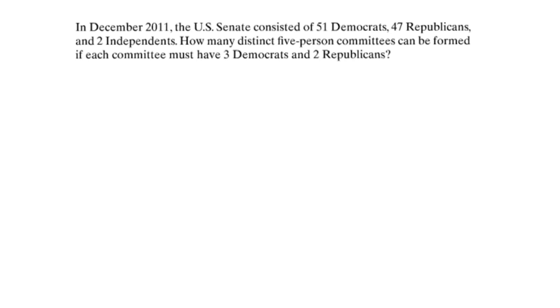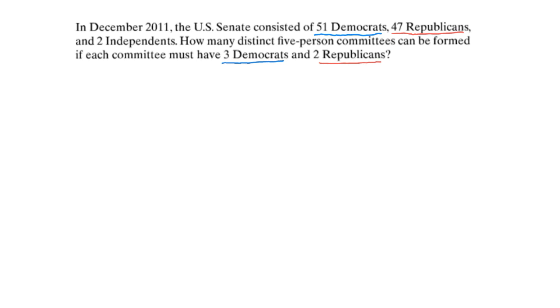It looks like we're taking 3 Democrats out of the 51 total Democrats that we have to choose from, and we need 2 Republicans out of the total 47. And we do not need any independents. So let's set this one up. Let me go ahead and put in some colors. 51 Democrats, and we're creating a committee. We need 3 Democrats. The Republicans are 47, and we need 2 of those.